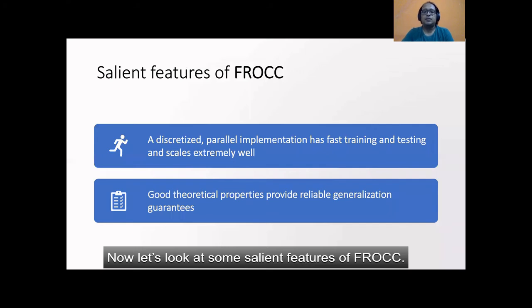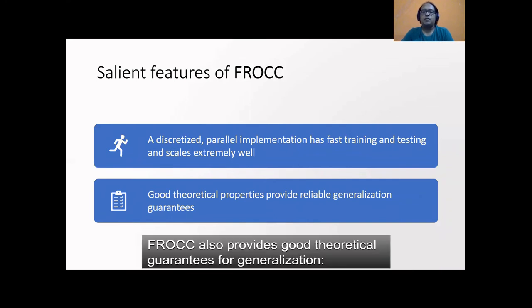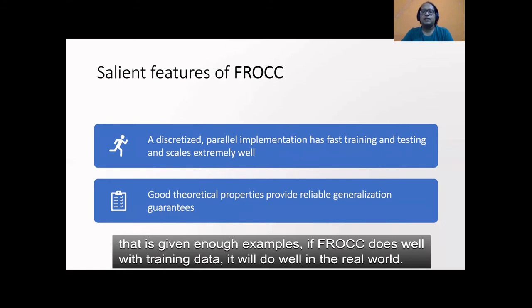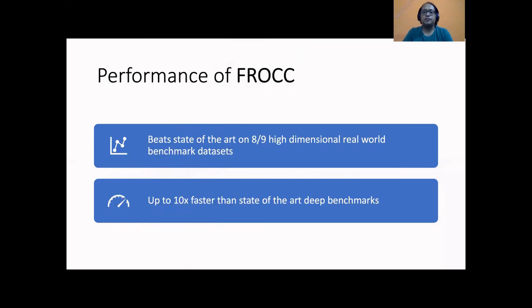Now let's take a look at some salient features of Frog. Frog is extremely fast to train and test. A discretized and parallelized implementation of the above steps makes that possible. Frog also provides good theoretical guarantees for generalization. That is, given enough examples, if Frog does well with the training data, it will do well in the real world. More detailed information on implementation and theoretical analysis can be found in the paper referenced at the end.